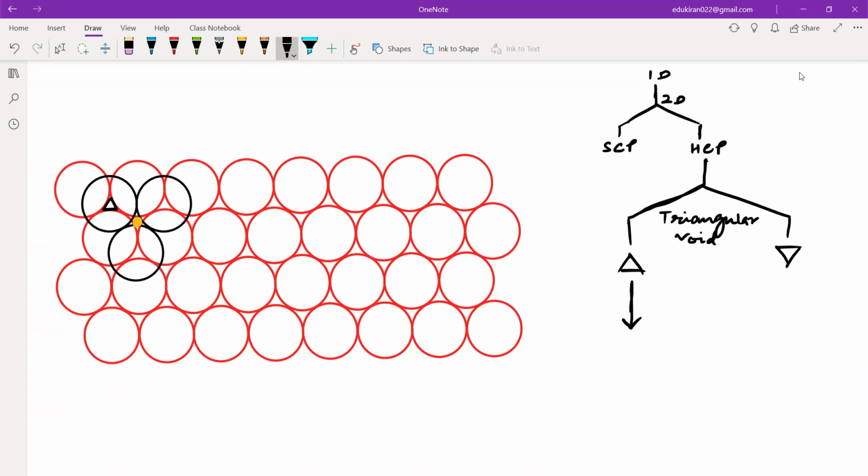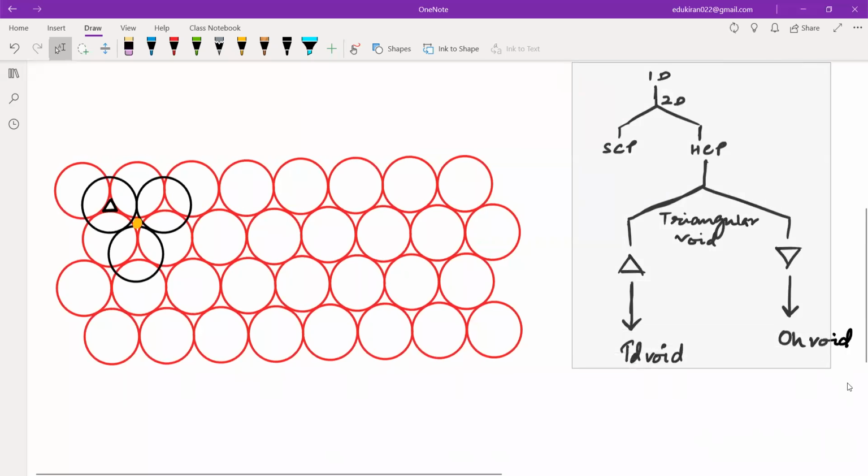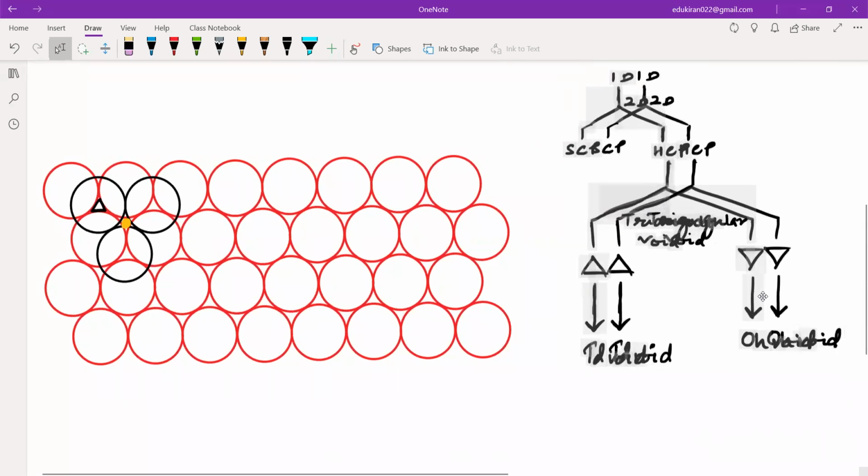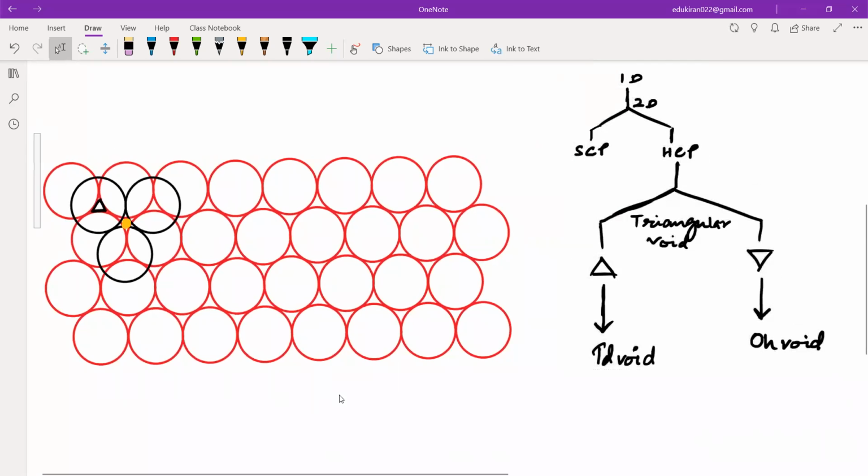then what happened? We got a triangular void. These triangular voids converted into tetrahedral voids. TD is short form for tetrahedral. And these downward facing triangular voids got converted into octahedral voids. Is it clear till here? Yes or no? Please tell me. You understand this flow chart? Yes, sir. Okay.